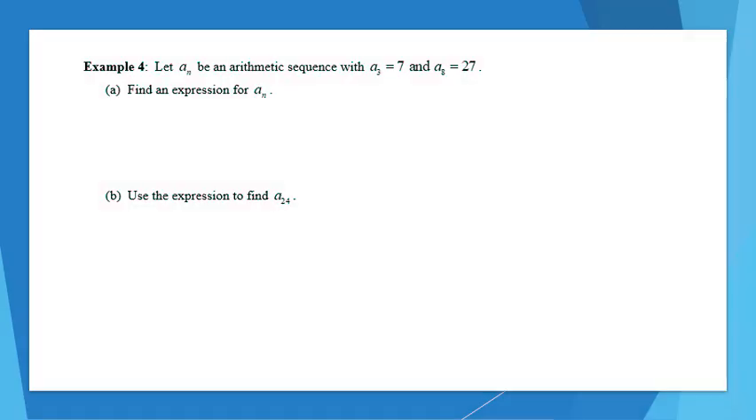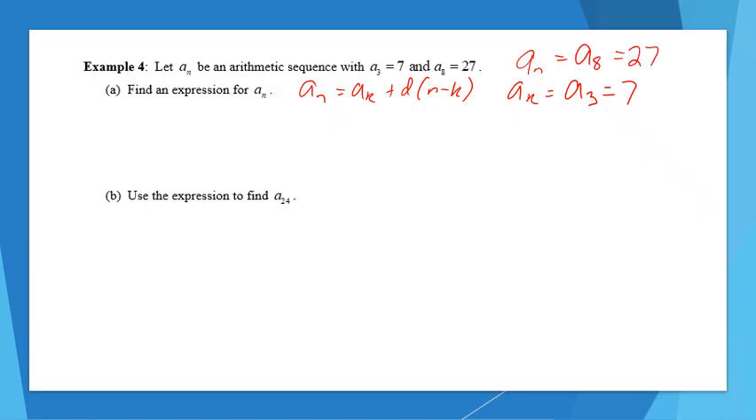So for example 4, let me walk you through here. Write out your equation: a of n equals a of k plus d times n minus k. Once we have this, we want to plug in an a of n and an a of k. a of k is going to be our earlier term. In this case, this is going to be a of 3, which is 7. And then a of n is going to be our ending term, or our later term, which is our 8th term, which is 27 here.